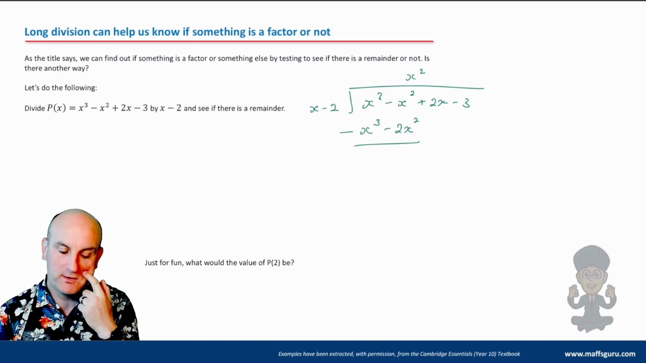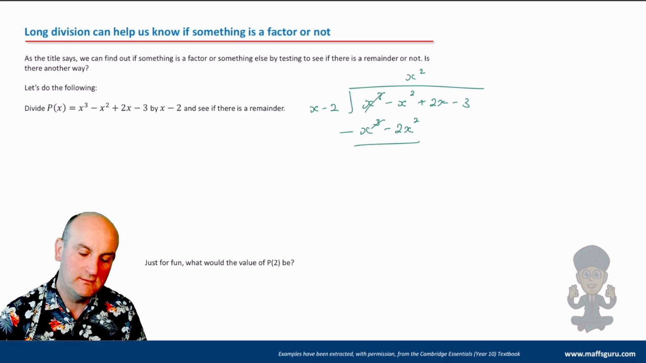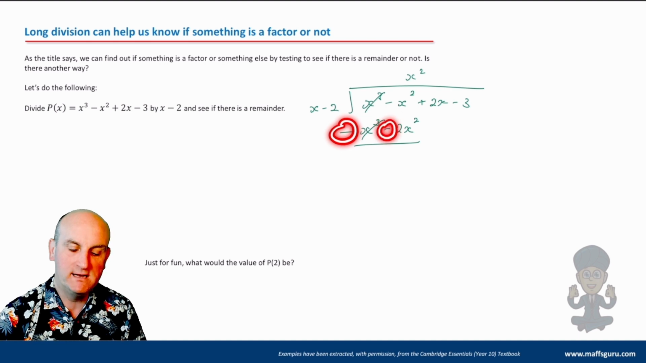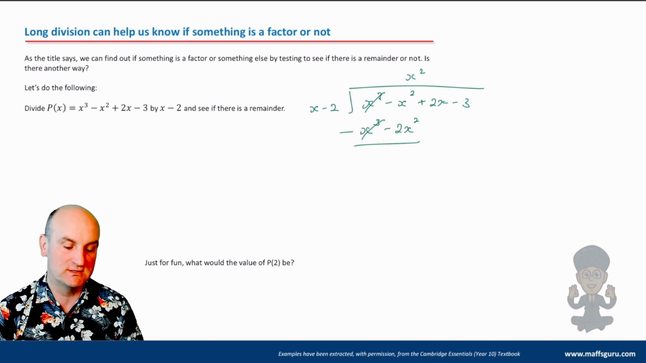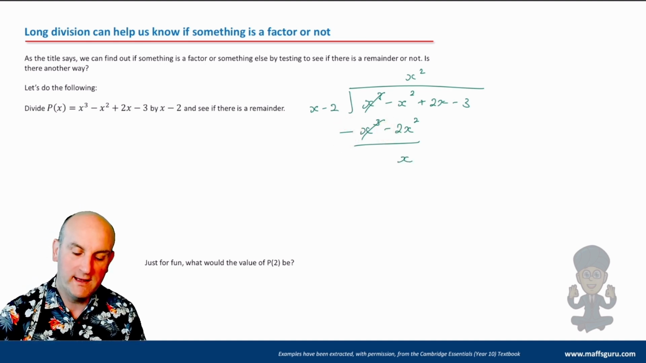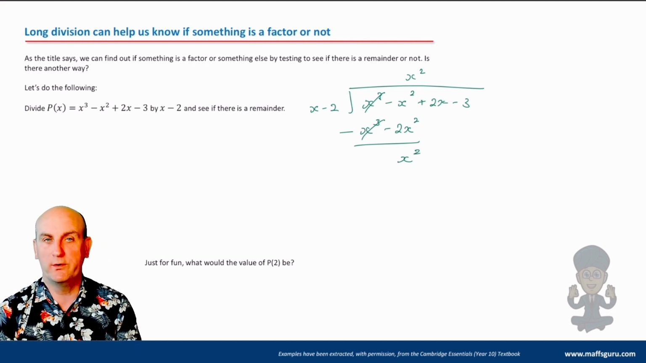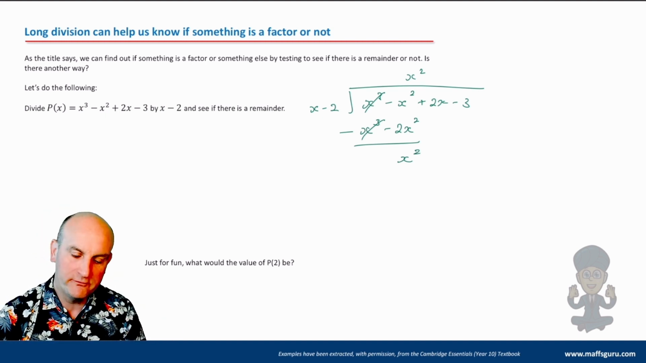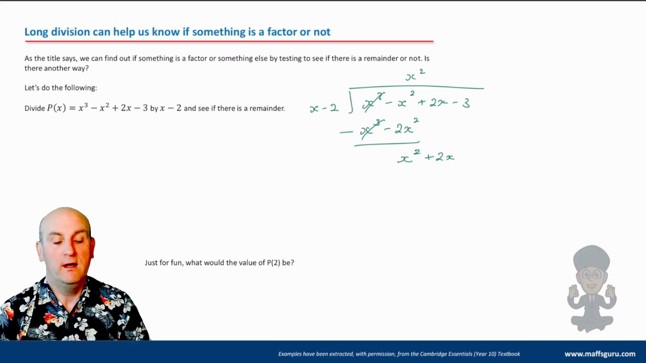Align and subtract them. Right, so x cubed minus x cubed, they disappear. And then I've got minus x squared minus minus 2x squared, which becomes plus 2x squared. So that's just going to give me x squared. I've done the subtraction. What do I do now? Drag down. So that plus 2x becomes there. And I start the process again.